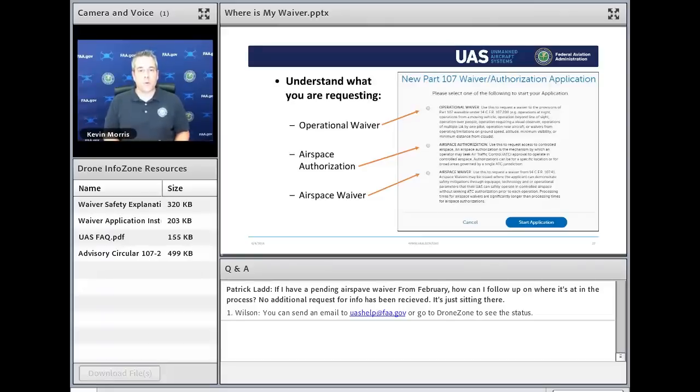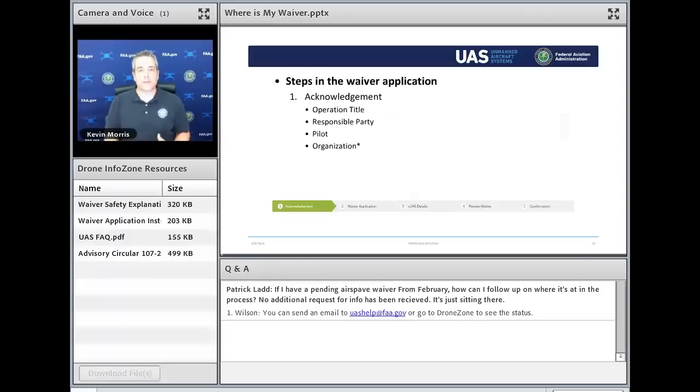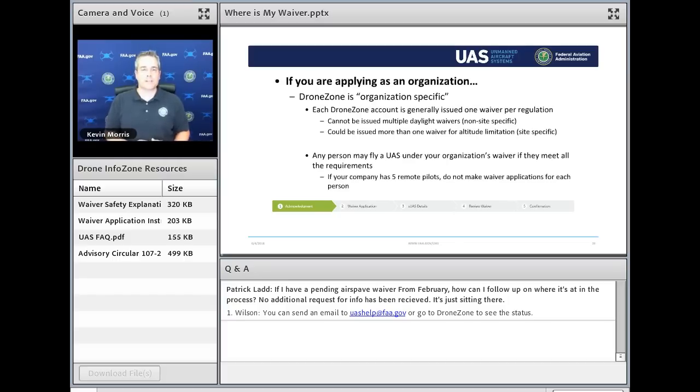Typically, when we're talking about waivers, the vast majority of you are wanting to request an operational waiver. That's the first radio button you see on the screen there, and that's the one that we're going to focus on, operational waivers. So make sure you are selecting the correct radio button here in the step before we get to step 1 in the waiver application. Step 1 in the waiver application is the acknowledgement. That's where you're going to put in your operational title, which will help you reference the document later. You're going to identify the responsible party, you're going to identify the pilot, and you may identify an organization. So what do we mean by organization?